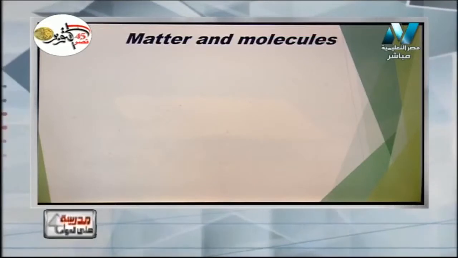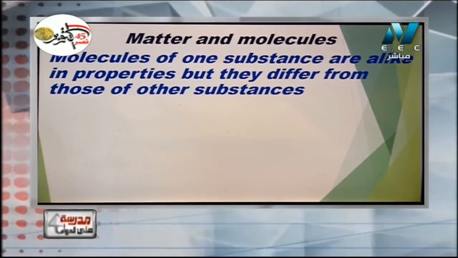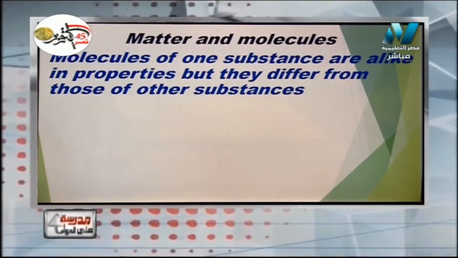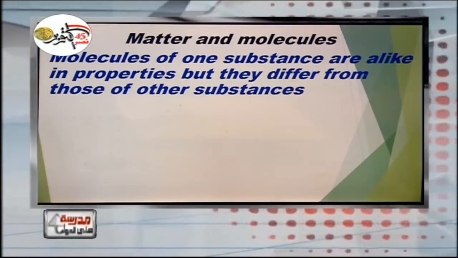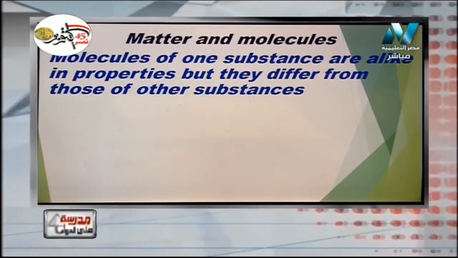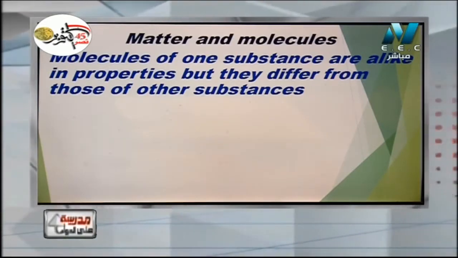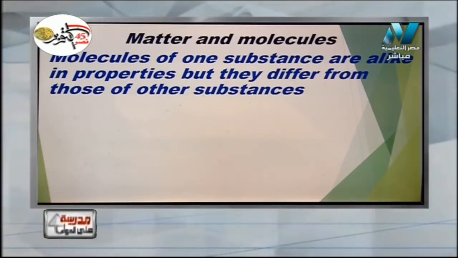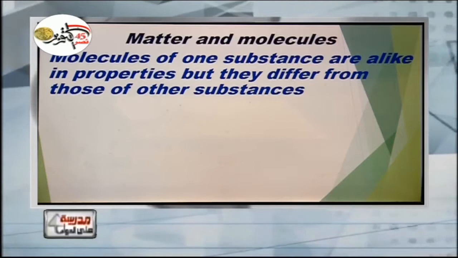But today we're going to talk about matter and molecules. Molecules of one substance are alike. Alike here means similar, the same kind, the same type. Molecules of one substance are alike in properties, but they differ from those of other substances. That means that all molecules of water have the same properties, are alike, but they are different from the molecules of ammonia, carbon dioxide gas, because they are different substances.